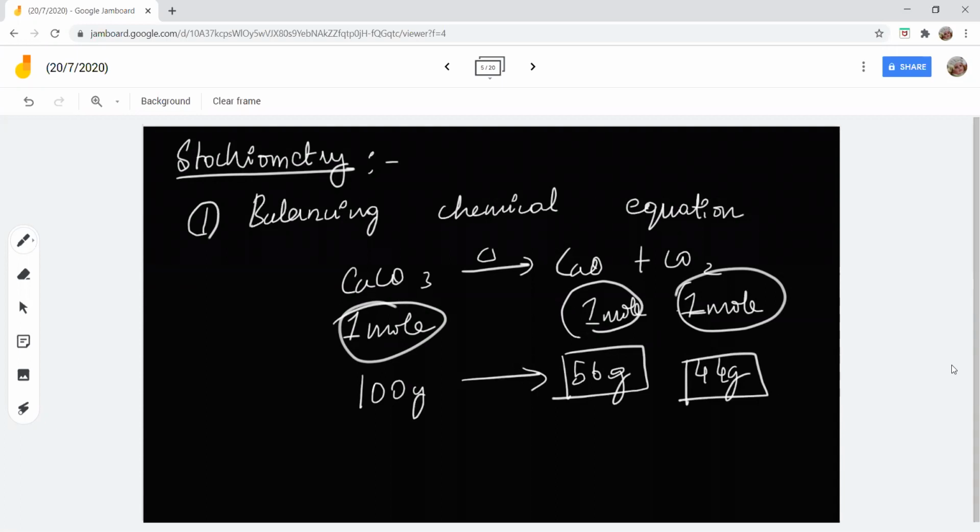So now I can easily ask you, if I wanted to get 560 grams of calcium oxide, the mass of calcium carbonate that I have to burn is 1000 grams. That's all. Very good. So 100 grams gives 56 grams. So if I have to get 560 grams, 1000 grams.